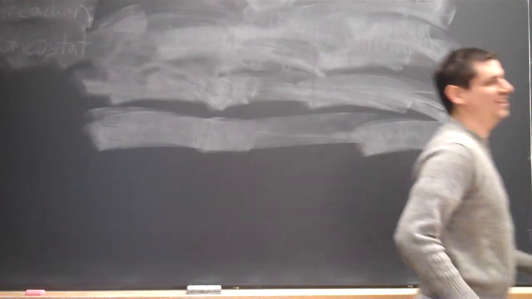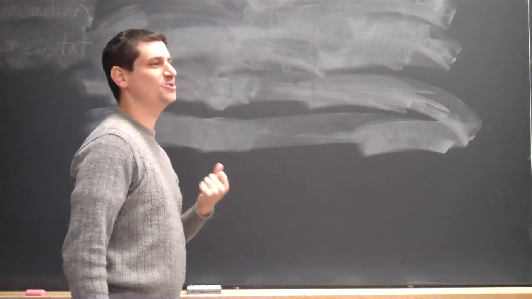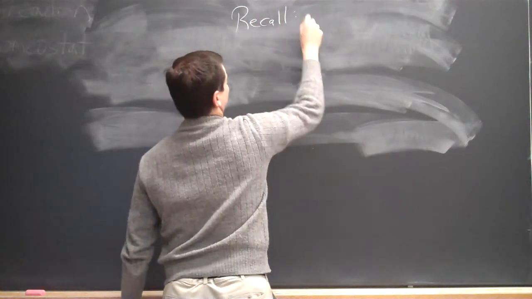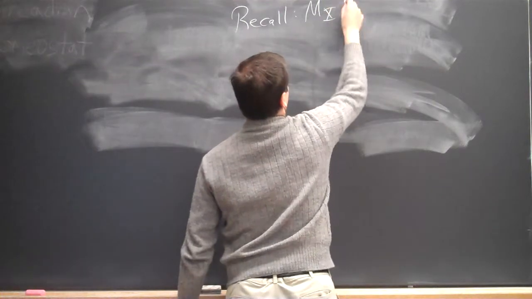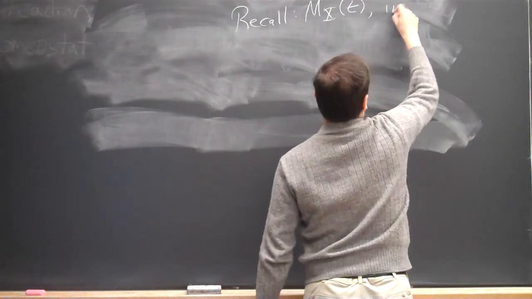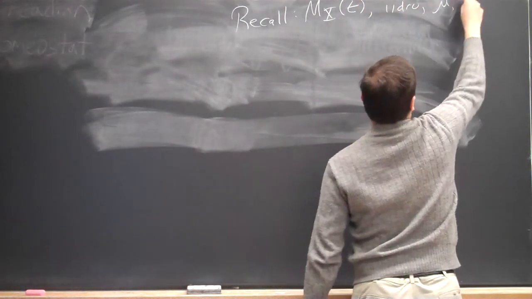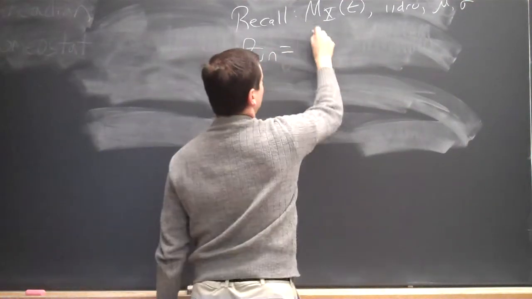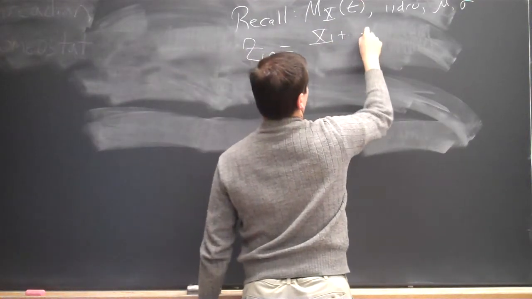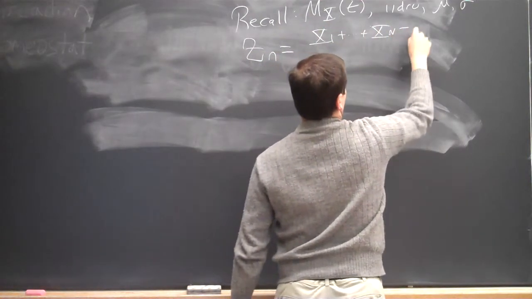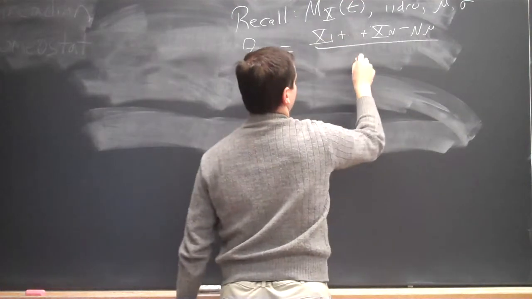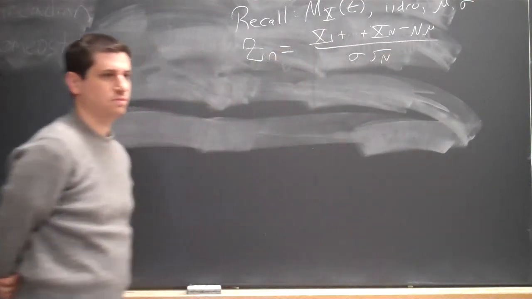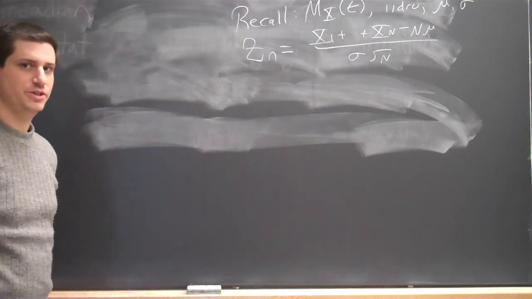So for double or nothing, what is the formula you were supposed to remember from last time? We're supposed to remember all of that. So, X_1 through X_n are i.i.d. with mean mu and standard deviation sigma, and Z_n was equal to (X_1 plus ... plus X_n minus n mu) over sigma square root of n. Right? This was mean 0, variance 1.